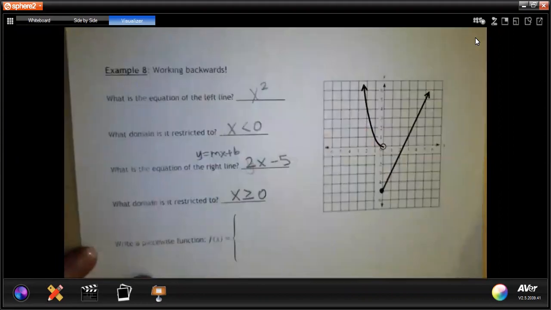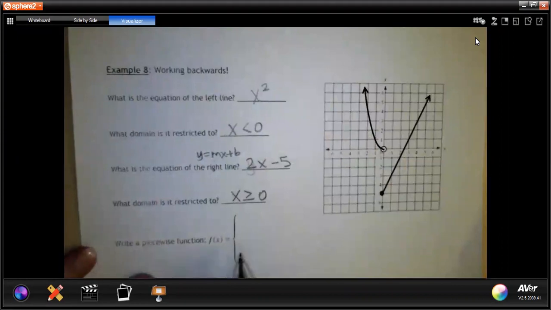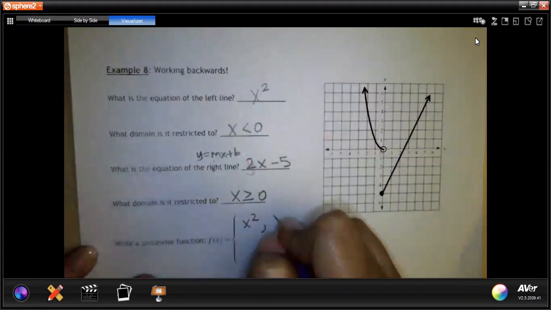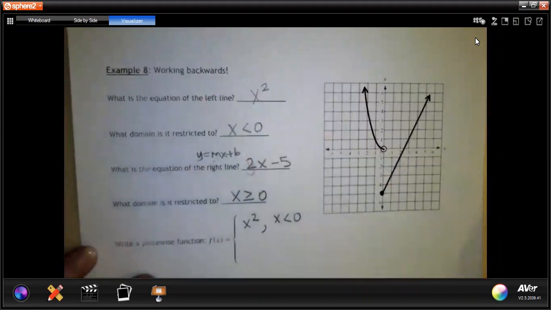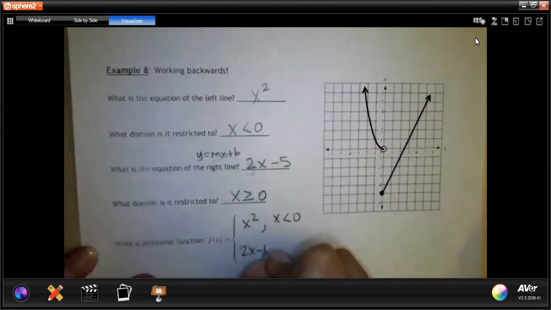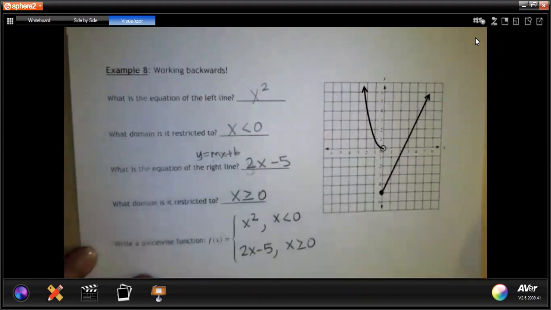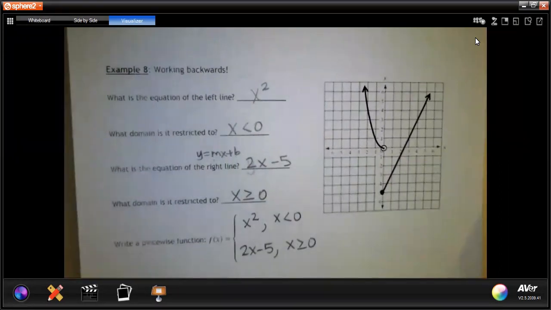Now I'm ready to write my piecewise. It is x squared, comma, when x is less than 0. And then it is 2x minus 5, comma, when x is greater than or equal to 0. That's our piecewise function.